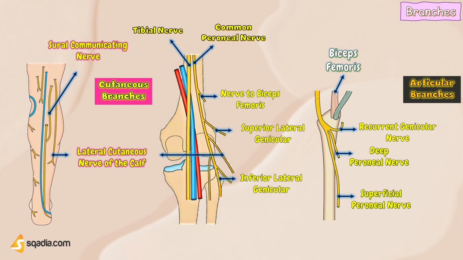Muscular branches do not arise from this nerve. However, it may give a branch to the short head of the biceps femoris.